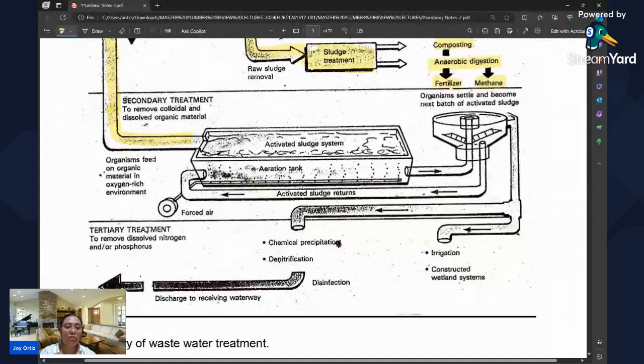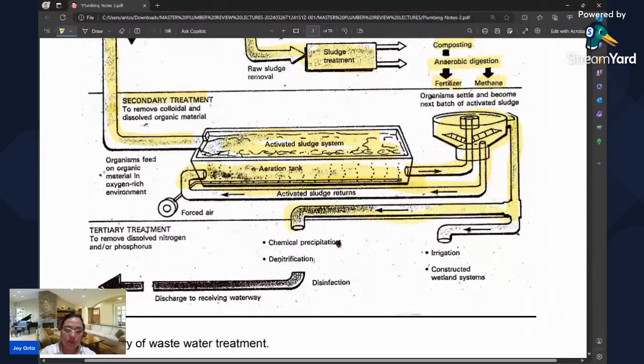And this is to remove the colloidal and dissolved organic materials. So, meron pa dito mga inorganic materials. So, organisms feed on organic material in an oxygen-rich environment. So, this is the activated sludge system. And this is the aeration tank. So, nagpa-sludge returns, etc. So, here, the water will come here, then parang meron siyang gigiling ulit, then going back to activated sludge returns hanggang sa part na to.